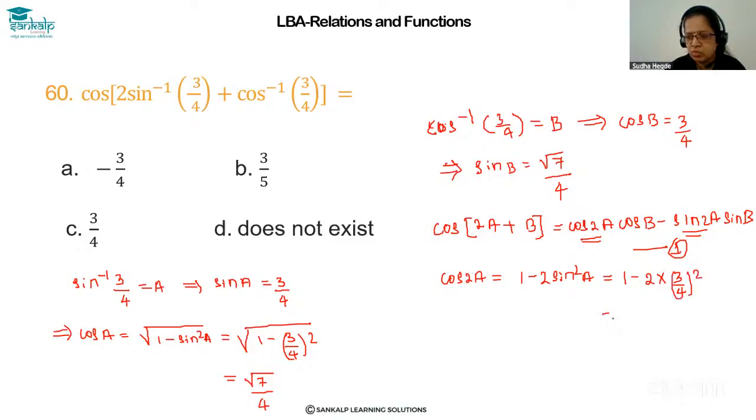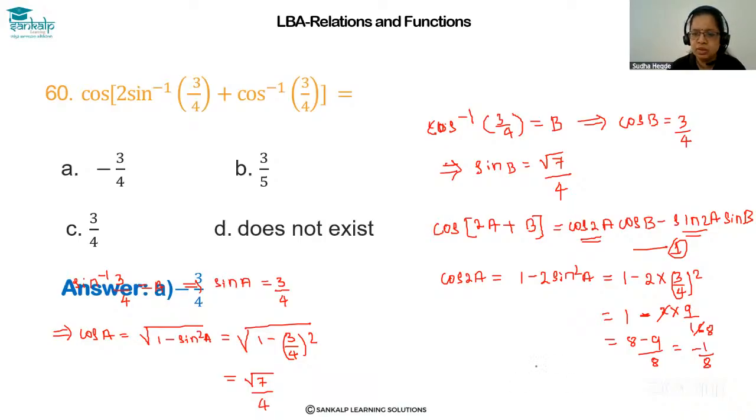That is 1 minus 2 into 9 by 16. So 2 ones are 2, 2 eights are 8, it is equal to 8 minus 9 by 8, that is minus 1 by 8. Okay, so this is cos 2A.